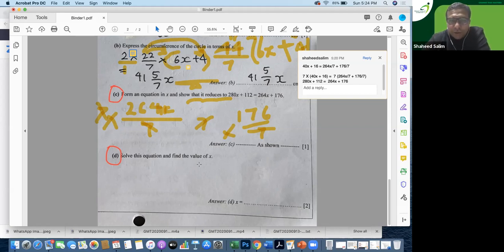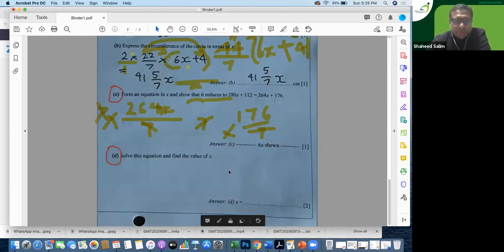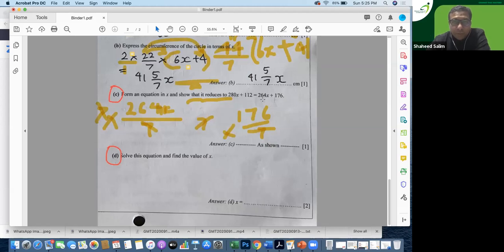Solve this equation to find the value x. So if you have this equation, bring the x over this side, the number over there, you can solve it. If you cannot prove it, never mind. Just use this equation, write it down here and solve it. You can do it. Remember, you bring the x over here, number over there, and what's the answer?